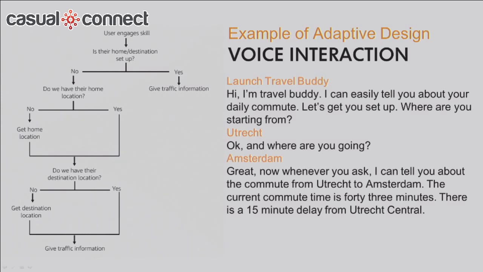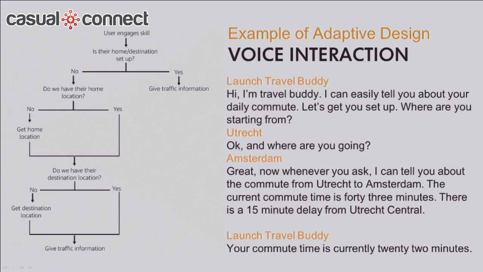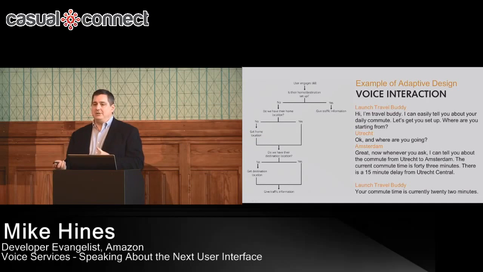That's a good high-value piece of information, but it took forever to get. But now that we know this, the next time a user launches the service, launch Travel Buddy, it can respond instantly with your commute is currently 22 minutes. Think about all the ways that you can learn about the things your customers typically ask for and use that to kind of shorten longer interactions to get that short, quick, high-value information transfer.